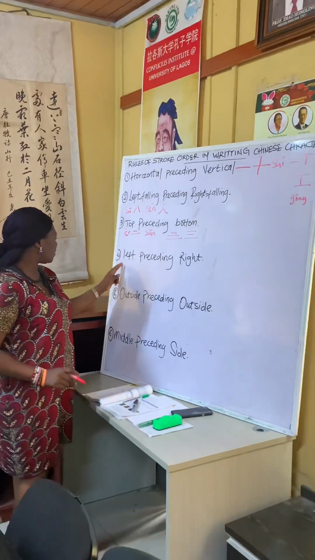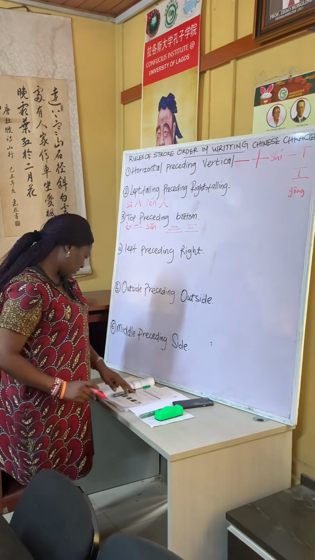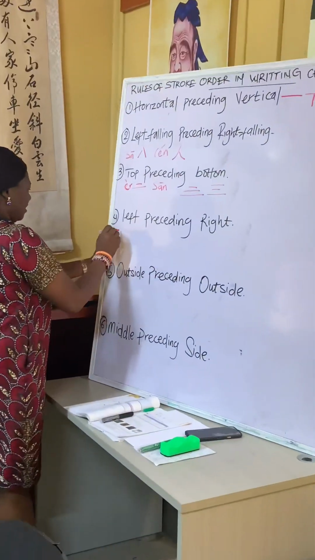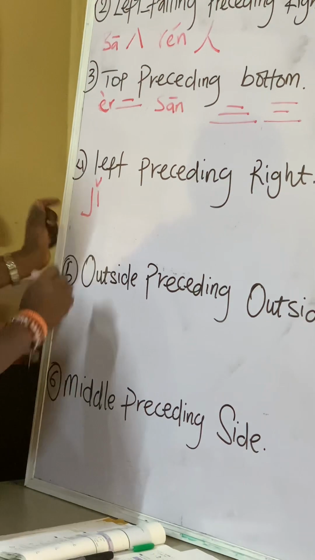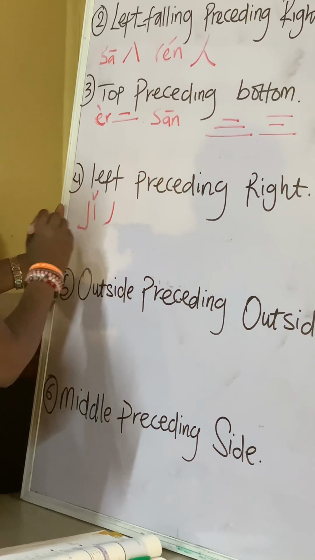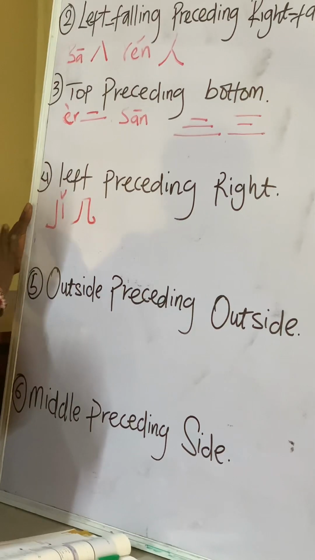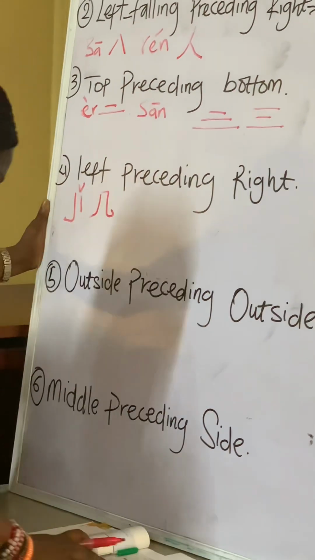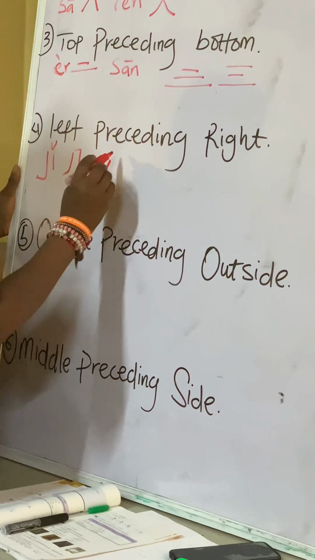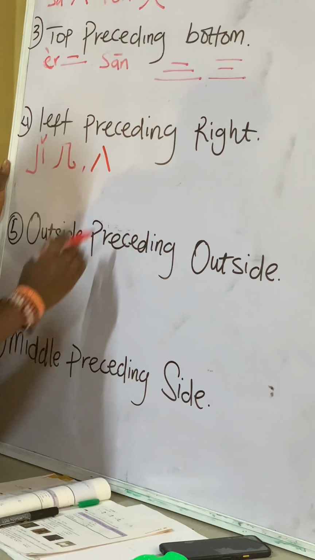Then the fourth one is left precedes right. That is left before the right. An example is when we are writing jǐ. Jǐ means how many. When you are writing the character, first of all this, then this. So left before the right. Another example is still bā. Bā means eight. So the left first, then the right.